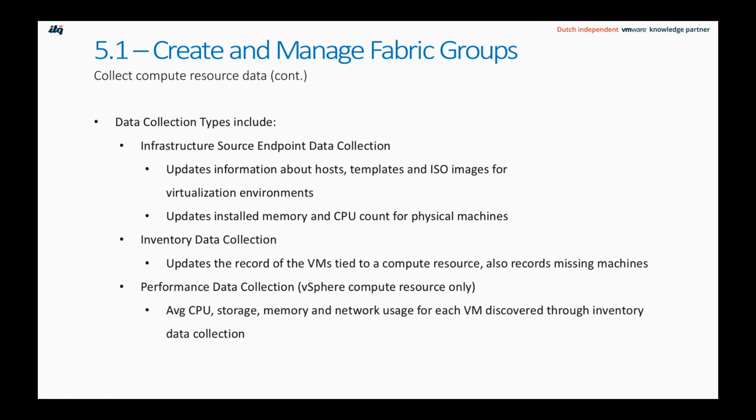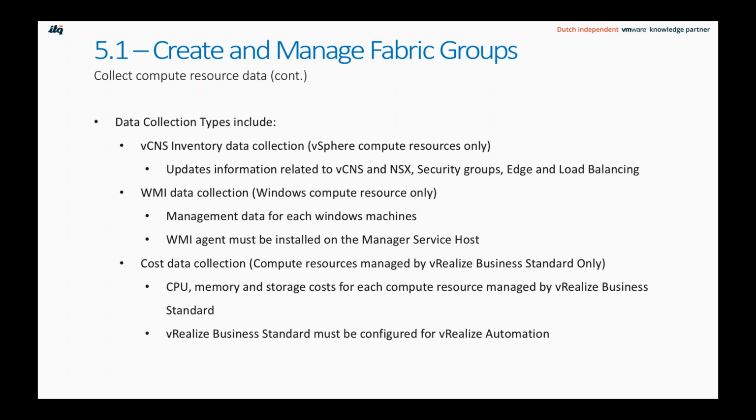Performance data collection is only possible on the vSphere compute resource, and it collects the average CPU, storage, memory, and network use for each VM discovered by the inventory data collection. The vCNS inventory data collection is also only available for the vSphere compute resource. It updates information related to the vCNS and NSX components, security groups, the edges, and the load balancing servers.